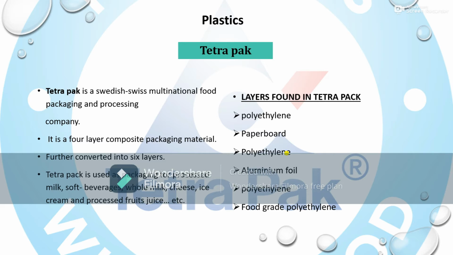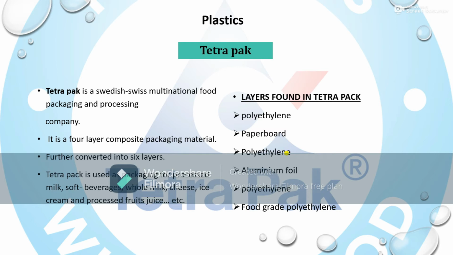Tetra Pak is a Swiss multinational food packaging and processing company. Tetra means a group of four substances or four layers. It is a four-layer composite packaging material. Further, it is converted into six layers. Tetra Pak is used as packaging for processed milk, soft beverages, whole milk, cheese, ice cream, and processed fruit juice, etc. We also see different types of Tetra Pak in our market, mostly juice products and special types of dairy products.